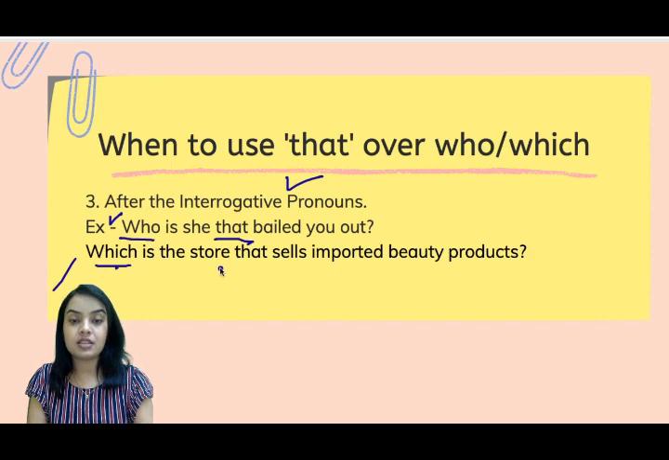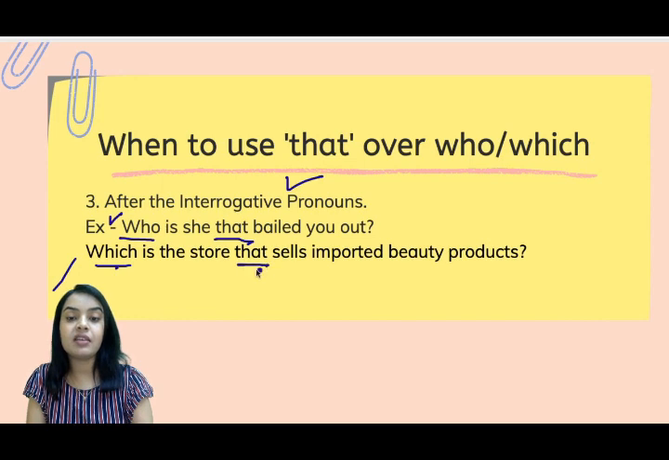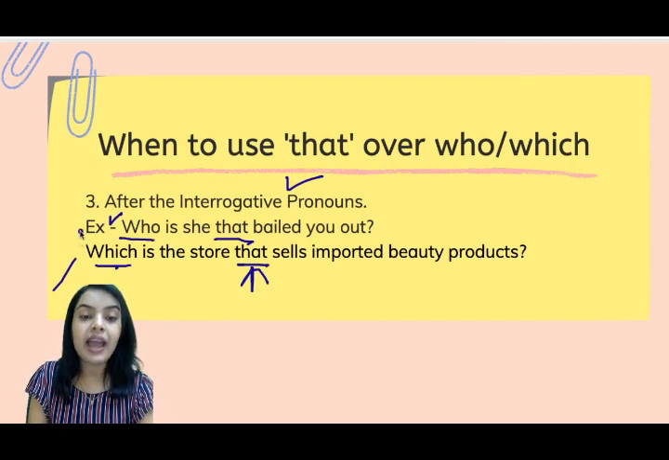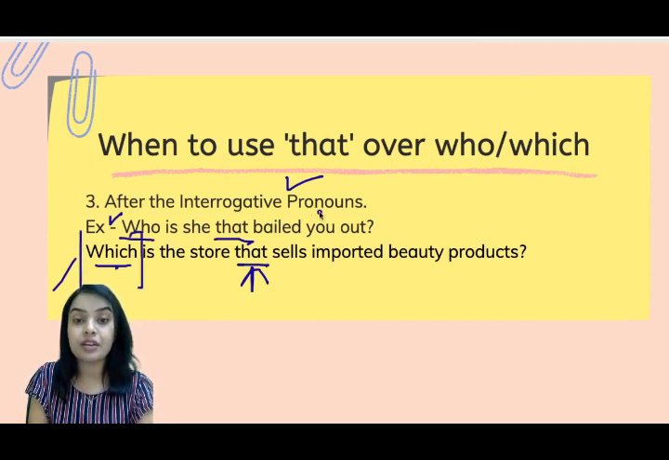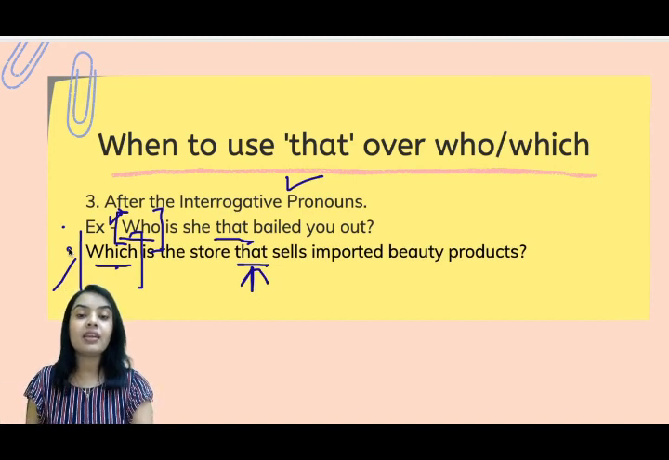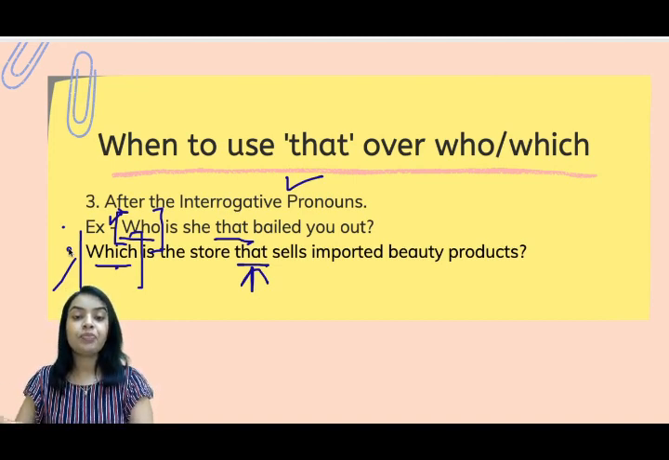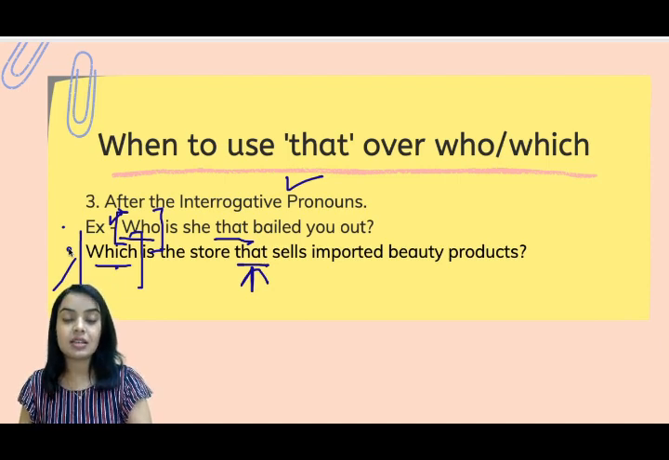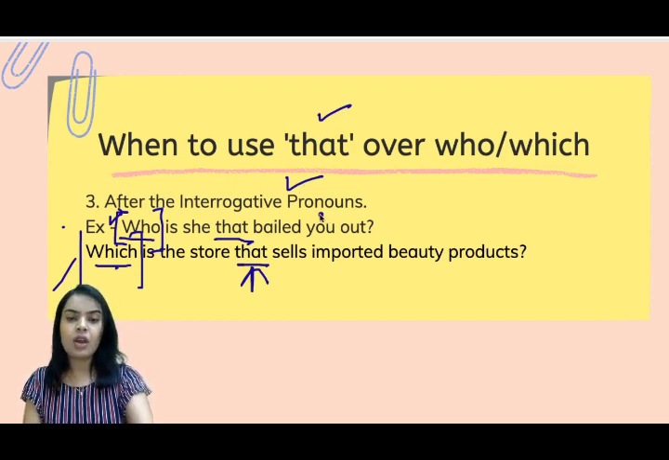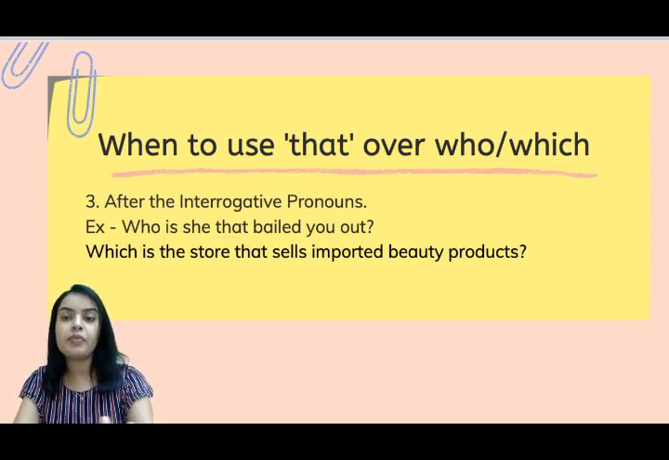Now, which is the store which sells? Store is non-living. It can come to mind that here is a relative pronoun and maybe we need to use which again. But you already have which as an interrogative pronoun. This time, both of them are there to help us frame a question. In that case, automatically, if you are using a relative pronoun later in your sentence, you will have to use that over who and which. Now, all these things are there with respect to who and which, and we are using that over them.